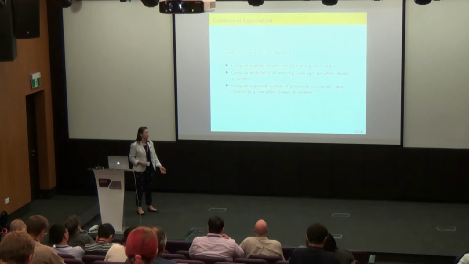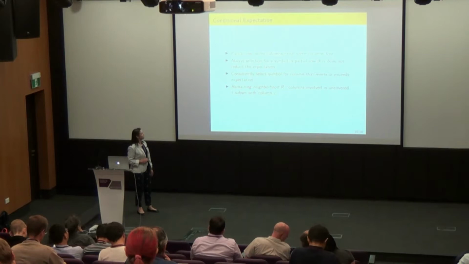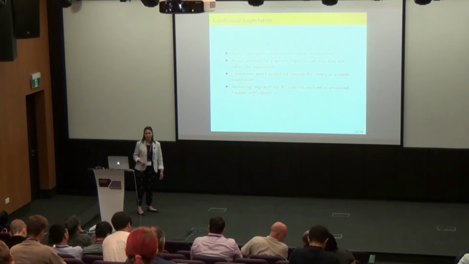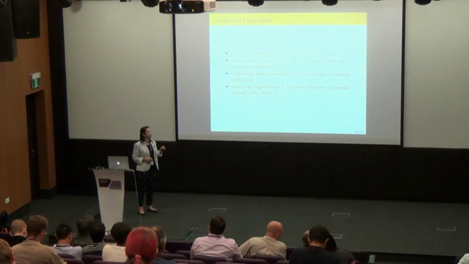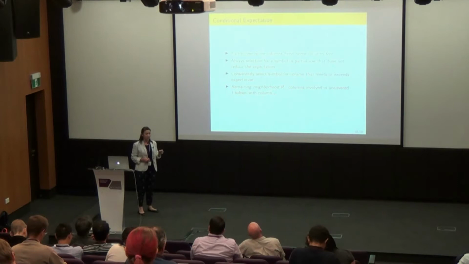We can talk about a partial row as being a row in which some columns are fixed and some columns are free. That means that some columns have symbols already assigned and some columns have symbols that are not yet assigned, they are unassigned. There is always a selection for a symbol in a partial row, if I'm looking at a particular column, that does not reduce the expectation. So given that column that I want to fix, I can consistently select a symbol that meets or exceeds the expectation.